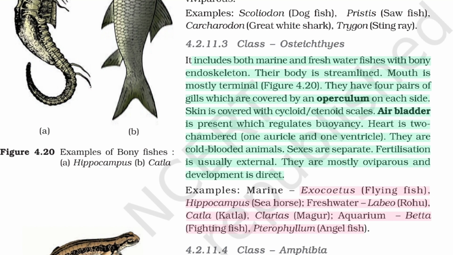Heart is two-chambered, one auricle and one ventricle. They are cold-blooded animals. Sexes are separate. Fertilization is usually external. They are mostly oviparous and development is direct. Examples: marine Exocoetus, flying fish; Hippocampus, seahorse; freshwater Labeo, rohu; Catla, katla; Clarias, magur; aquarium Betta, fighting fish; Pterophyllum, angel fish.